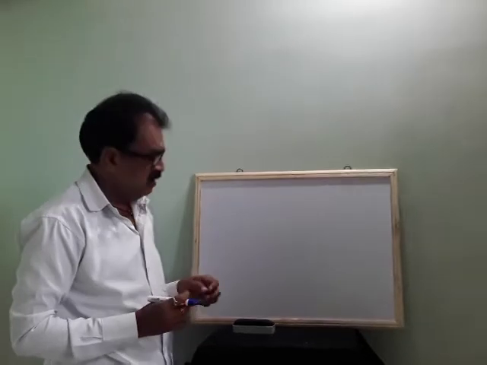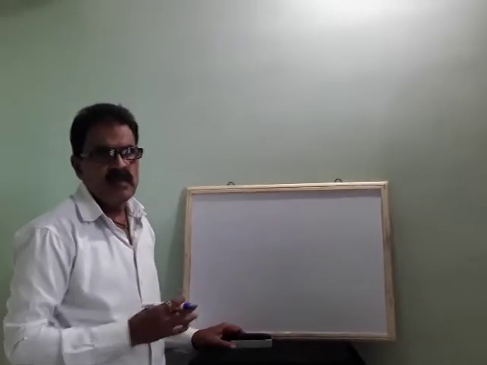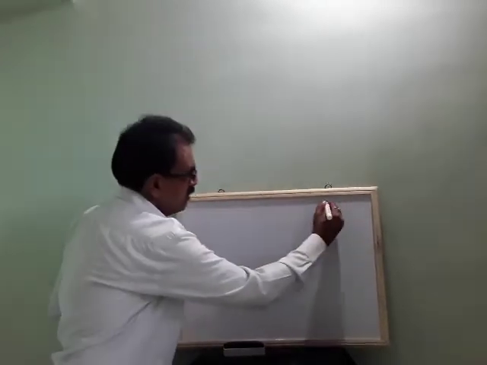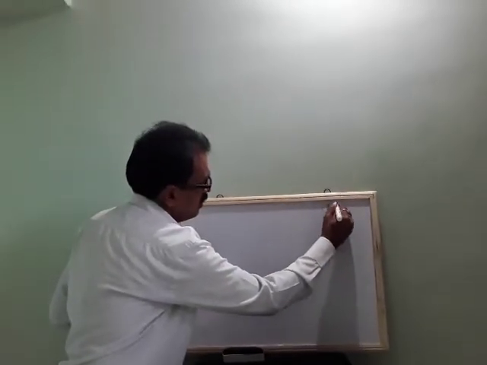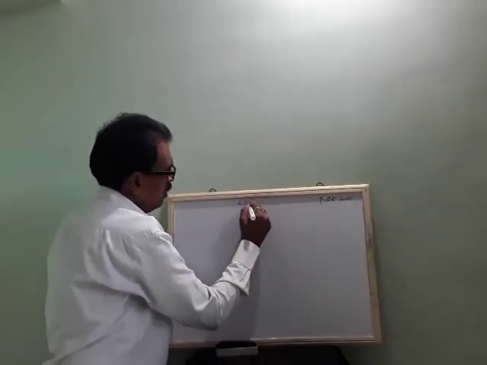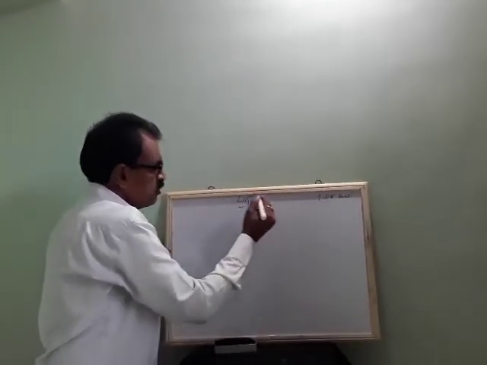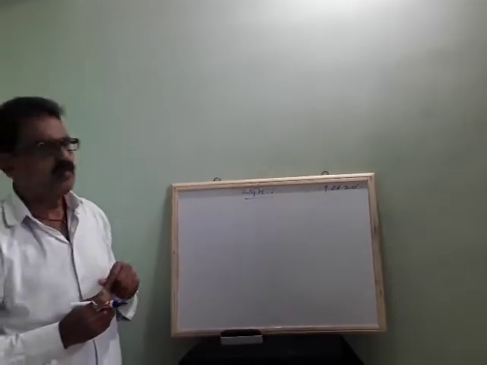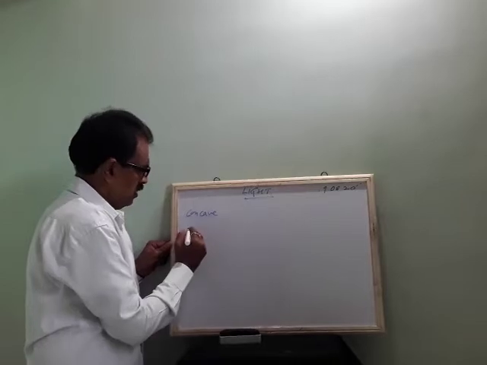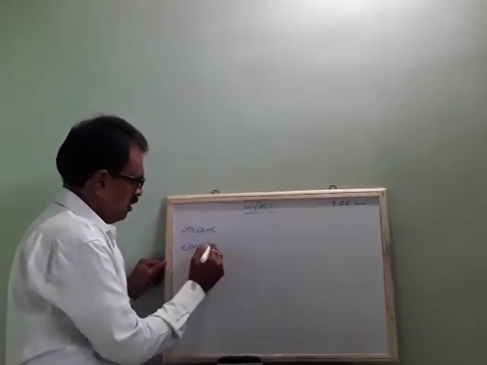Good morning, children. So today we will study the remaining part of the chapter on light. We started with concave and convex mirrors. Concave mirror and convex mirror.